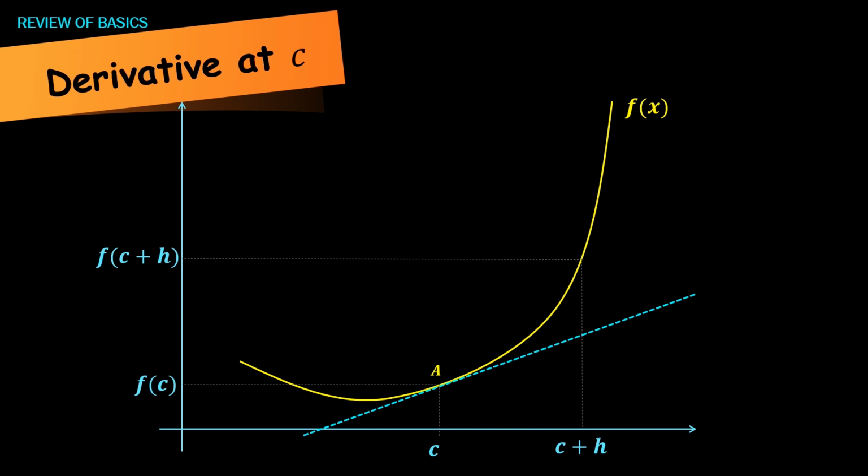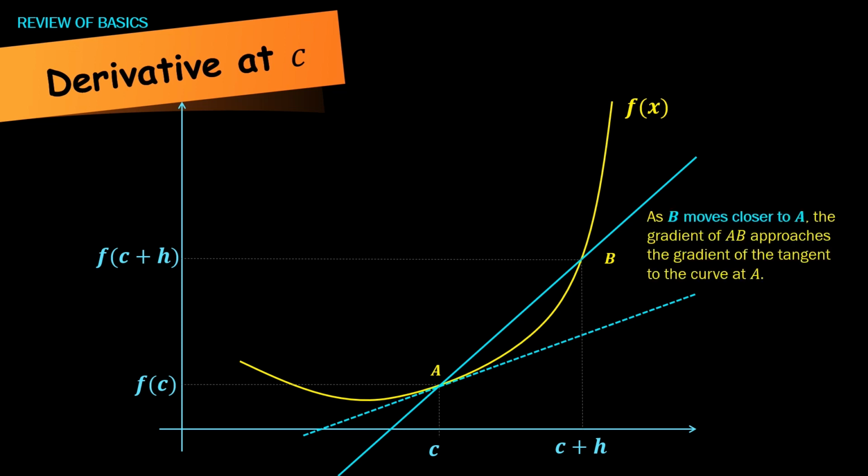Notice that the red dotted line denotes the gradient at the point C. It is clearly not going to be easy to find this gradient exactly from the graph. One way to find it is to consider the gradient of the line joining f of c to f of c plus h. And looking at the diagram, as B moves closer to A, the gradient of AB approaches the gradient of the tangent to the curve at A.